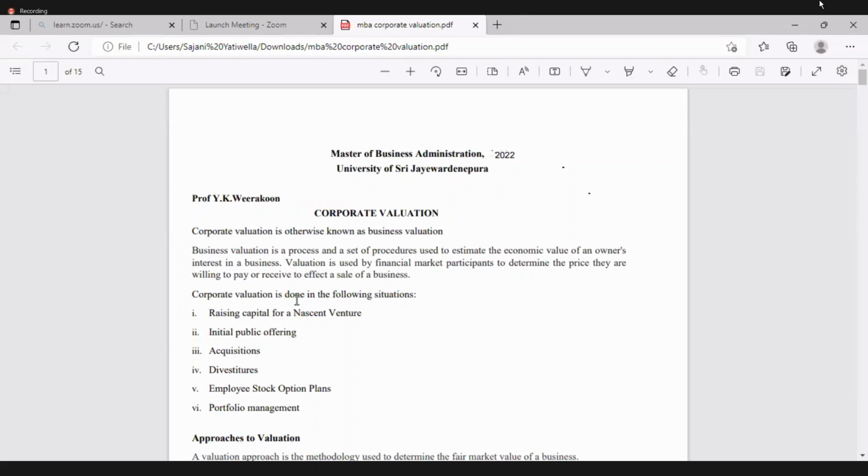Then business valuation is a process and a set of procedures used to estimate the economic value of an owner's interest in a business. Valuation is used by financial markets to determine the price they are willing to pay or receive to effect a sale of business. So there are interested parties. The investors think what is the fair value of a particular security. Likewise, there are different players in the market. If one particular company's corporate managers, corporate leaders, plan to expand by acquiring another similar company, in that case they are concerned about what is the fair value of that particular business. If it is a growing business, they plan to acquire that company.